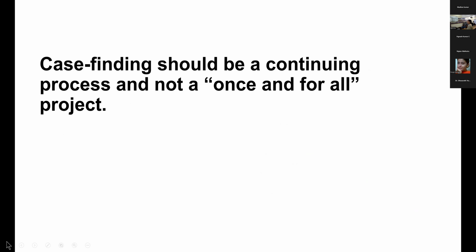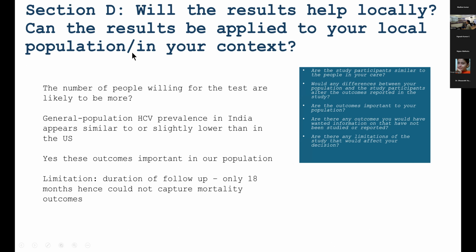The other thing, the last requirement from the criteria, is that case finding should be a continuing process and not a once-for-all project. Of course, at the end of it, whether you're implementing it is what is important. Will the results help locally? Can the results be applied to your local population? I personally feel the number willing for the test in India might be higher, but might be lower. I don't know, but I just feel that more people are likely to agree for a test here.